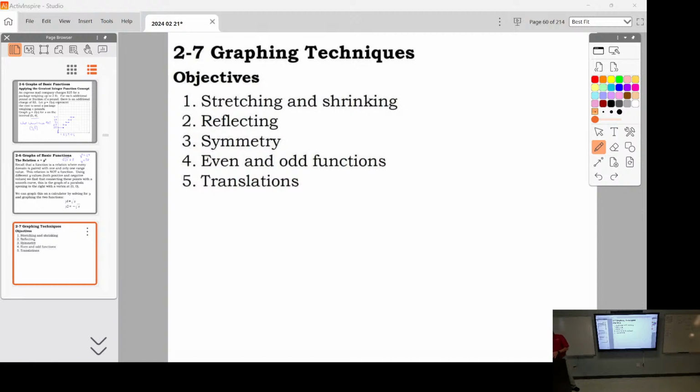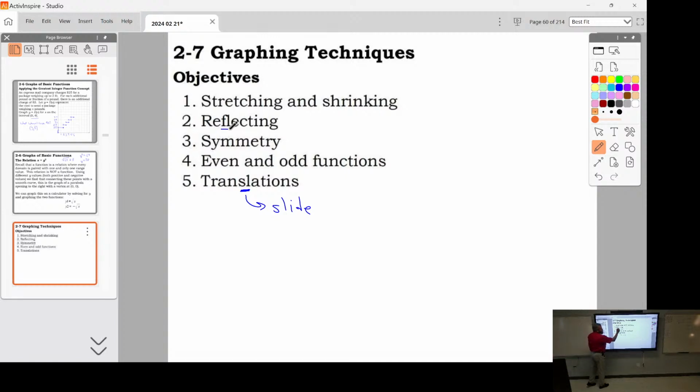Translation means, what's a translation? Starts with an SL. A translation. Slide. I can slide it up. I can slide it down. I can slide it over. It doesn't change shapes. It's a slide. Okay.